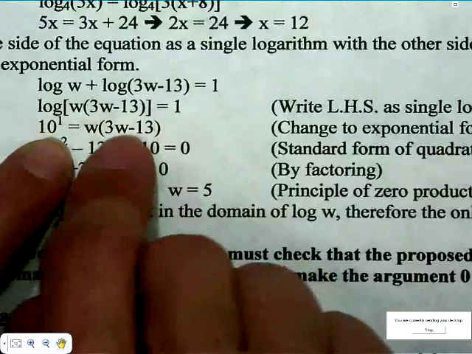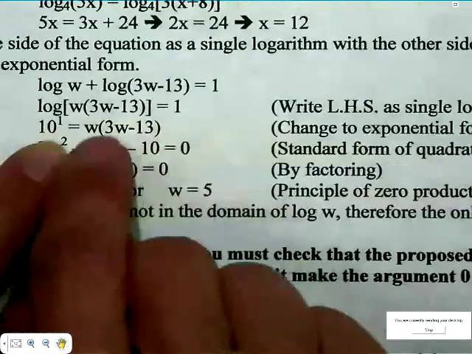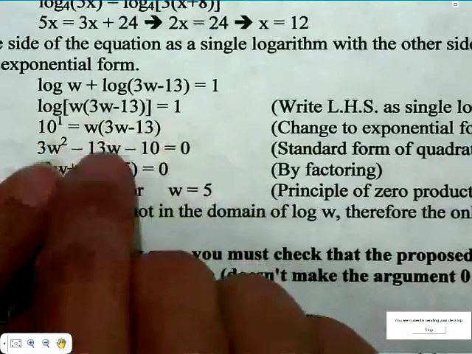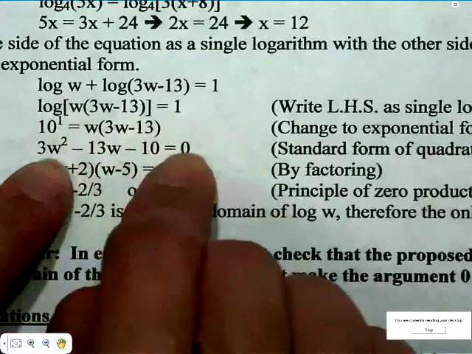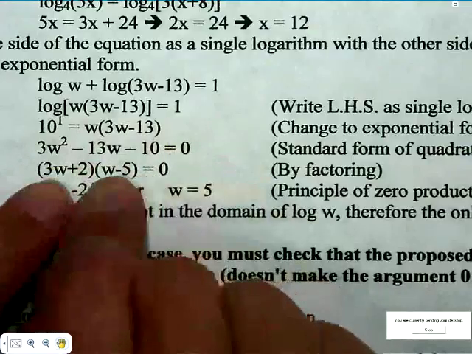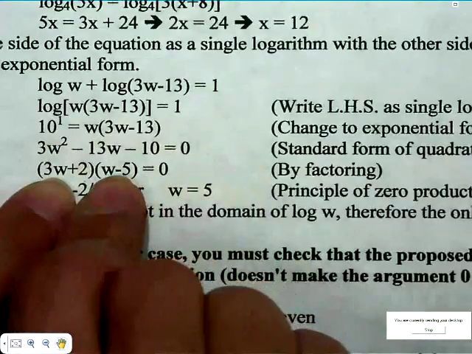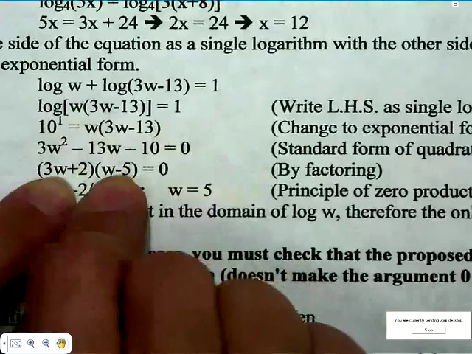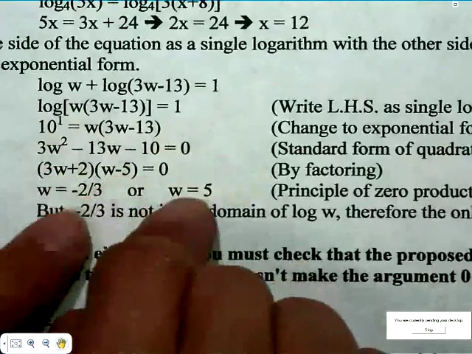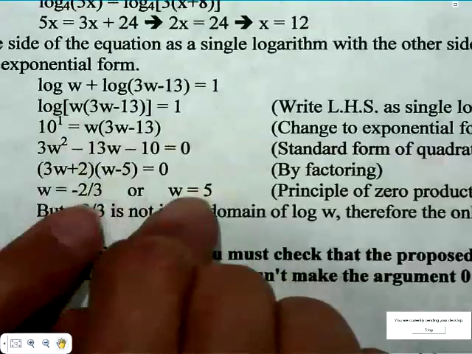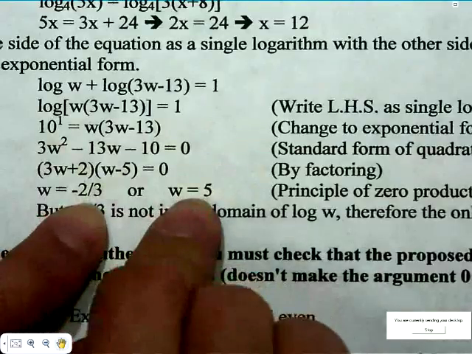From there on, it's just a quadratic equation. It's a quadratic equation because when I distribute that w, I'm going to have a 3w squared. And because it's quadratic, I need to get it in standard form and then factor, or heaven forbid it won't factor. What are you going to have to use? Quadratic formula, that's okay. Solve by factoring, setting each factor equal to 0, and you get the two solutions, negative 2/3 and 5. Actually, I should say two possible solutions.